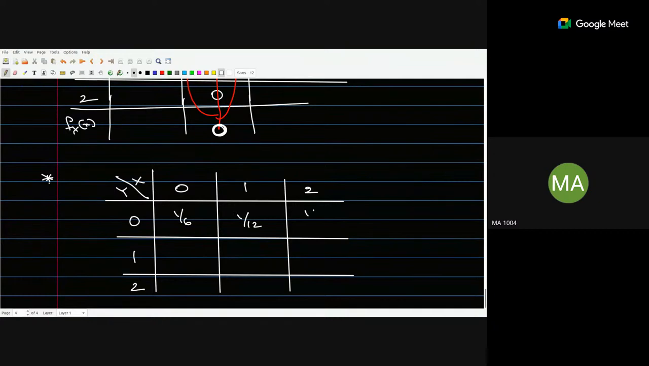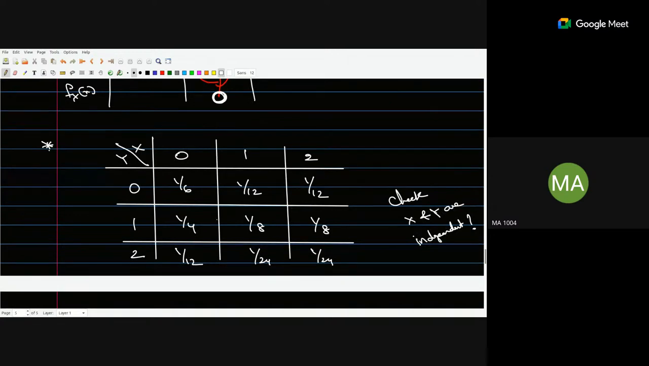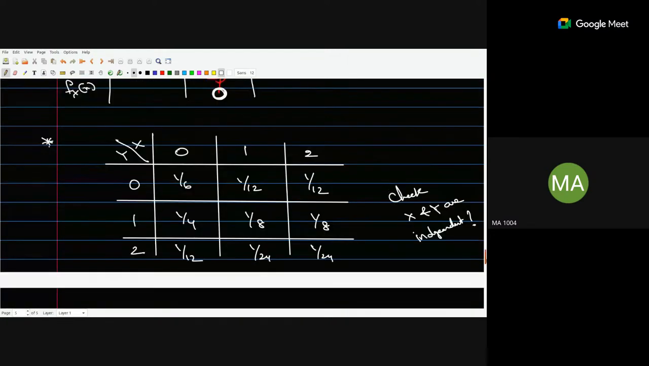These are independent of each other. So this is a joint distribution table given to you. What you have to do is check whether X and Y are independent or not. This is a good exercise to try. So write down the marginals and check for each entry whether the joint is equal to the product of marginals or not. So you have to check for nine entries here. Okay, so it will satisfy. And the answer to this is yes, they will be independent of each other.